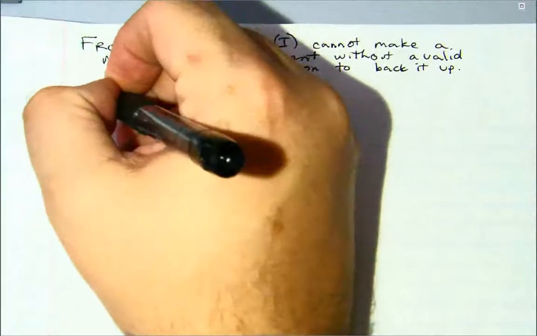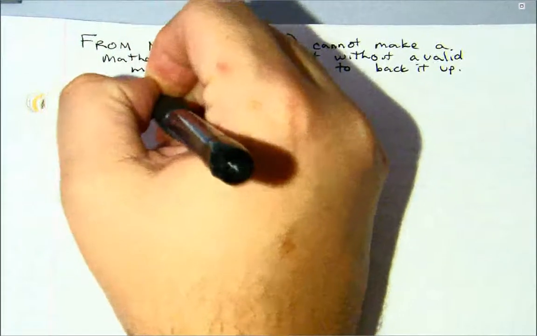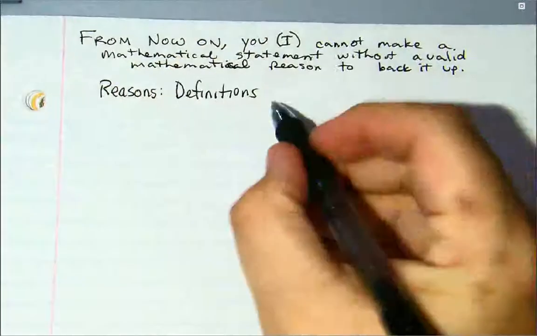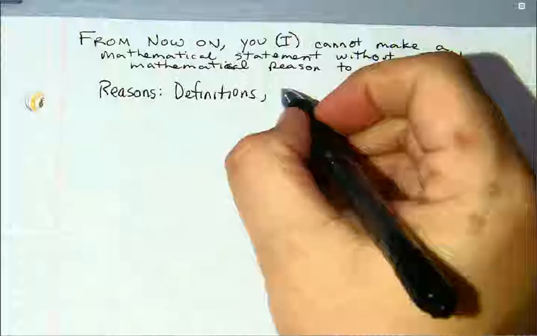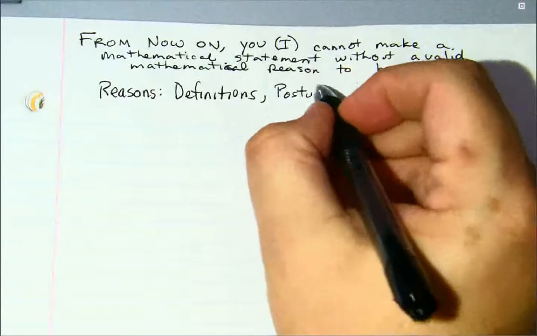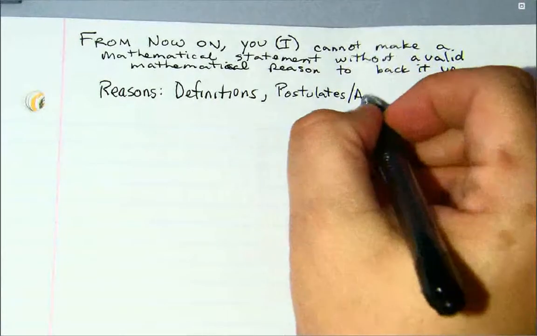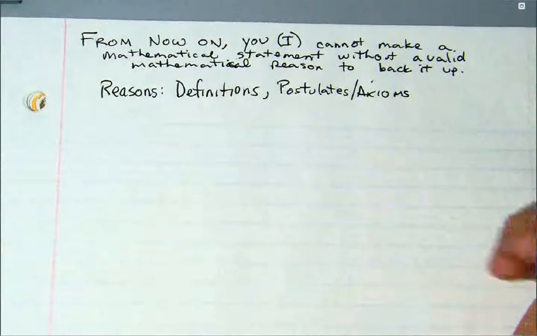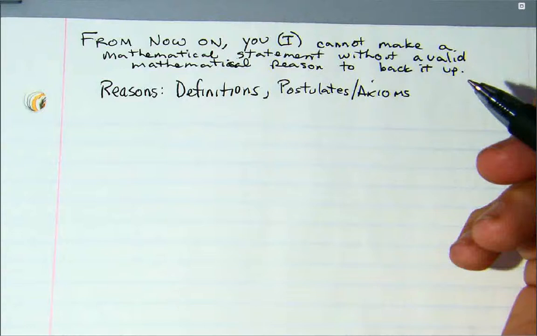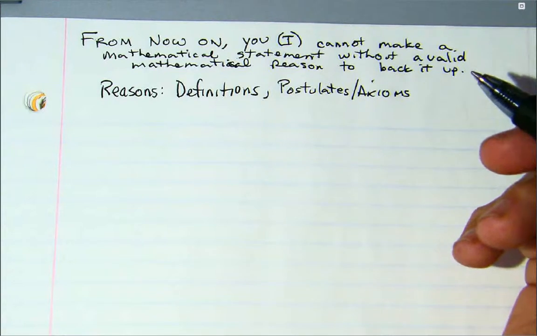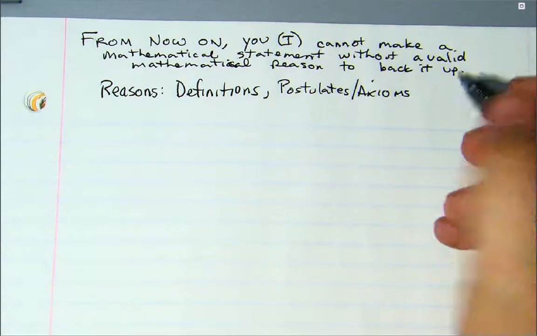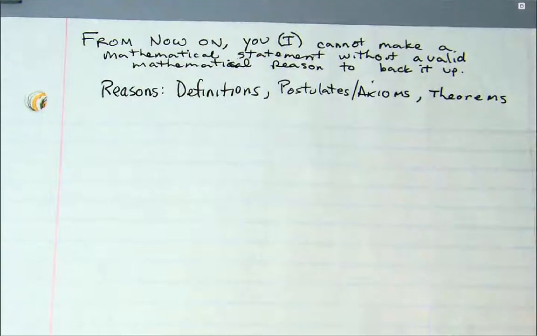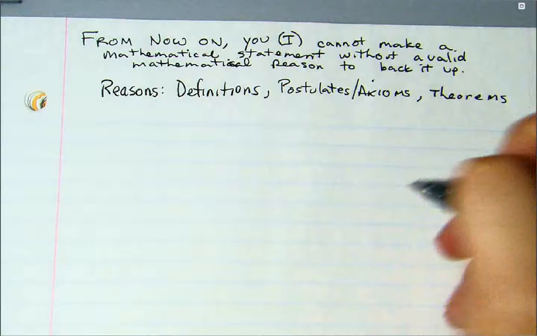And now here's the types of reasons that we're looking for. Definitions. Postulates or axioms. What are postulates and axioms? Statements that are true without what? Without proof. And theorems. Those are statements that are true after we prove it.